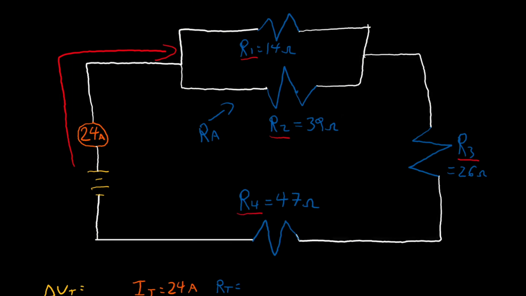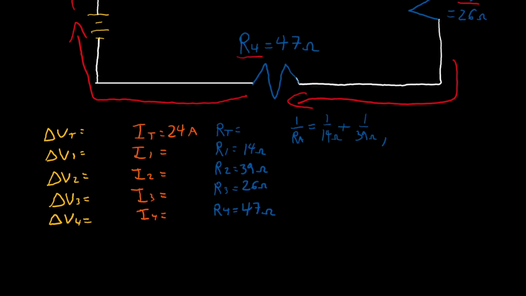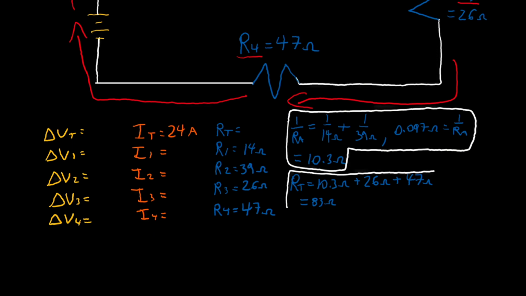Similar to the last question, we can solve for the total resistance. So first, solving for RA, 1 over RA equals 1 over 14 ohms plus 1 over 39 ohms. You should get 0.097 ohms equals 1 over RA. Taking the reciprocal of each, RA should equal 10.3 ohms. And to find RT, it equals 10.3 ohms plus 26 ohms plus 47 ohms to get a total of 83 ohms, rounding to two significant digits.